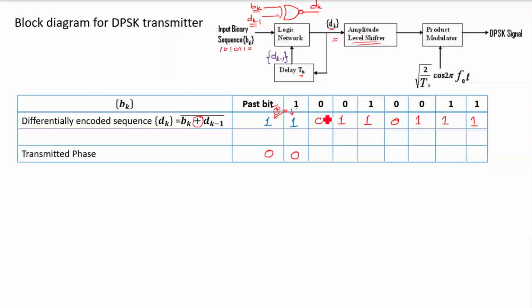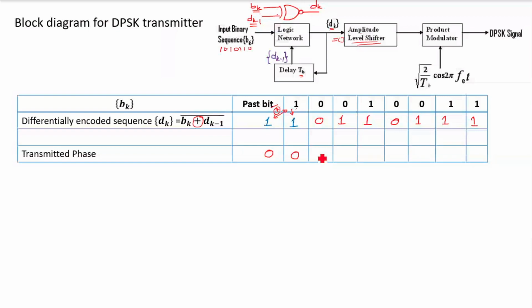If the current signal here is 0, what will happen with the transmitted phase? Can you tell me, Sagar? What will be the phase? Sagar, are you there? Sagar Reddy? Can you tell me, Shafwan? Are you there? Sayani? No one? Yuvraj?